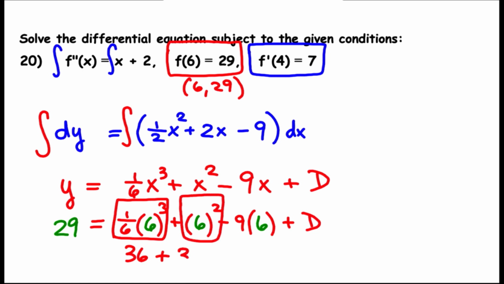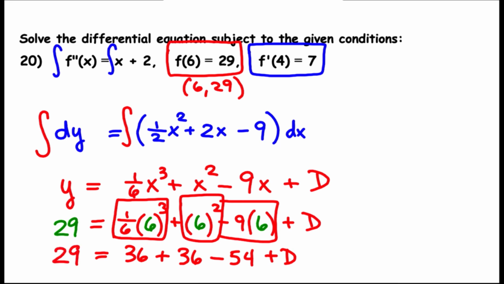So is that minus 54 plus d is 29. This stuff right here is just 18, so 18 plus d is 29. I'll save you the hassle. D comes out to be 11.